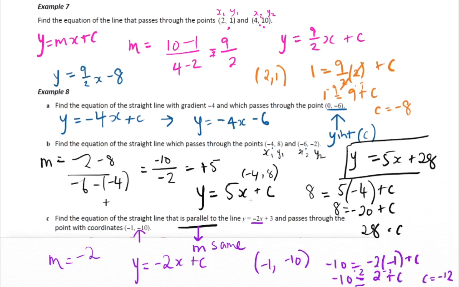So in the tiniest space that I have available here, I'm going to write out what the final equation is going to be, which is y equals negative 2x minus 12. And this line, if you remember, parallel means there are two lines that look like that will never ever touch.